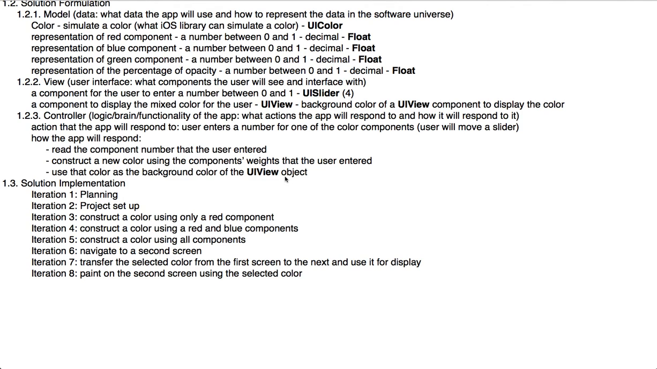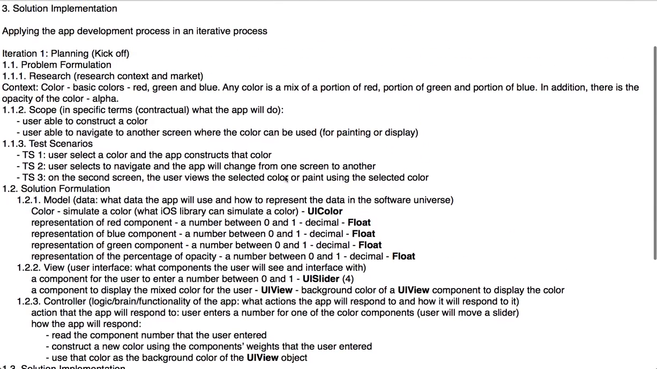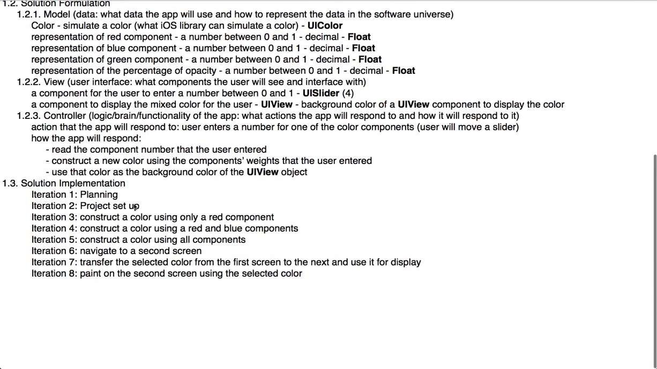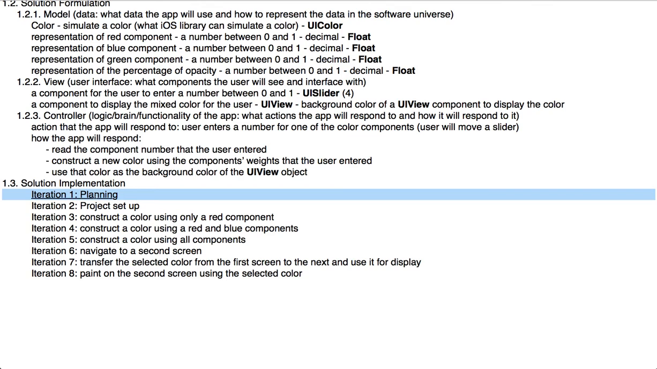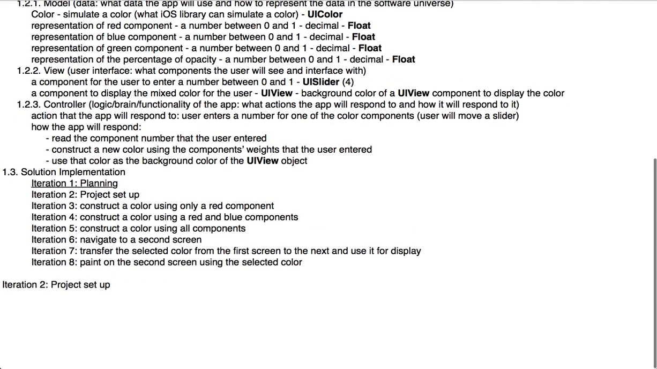Hello and welcome to iteration number 2 of the color palette project. In iteration number 1 we did the planning, and now we're working on iteration number 2, which is project setup. As we mentioned before, this is an essential iteration that will happen in all your projects. The objective is to set up everything you need to move forward with your project.